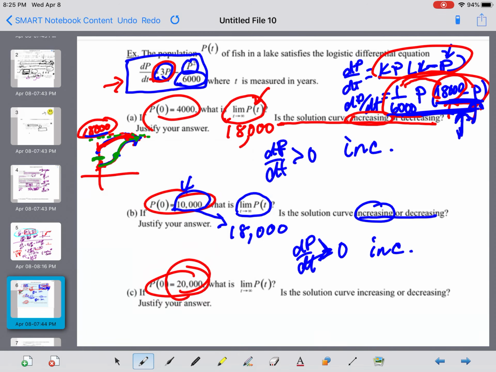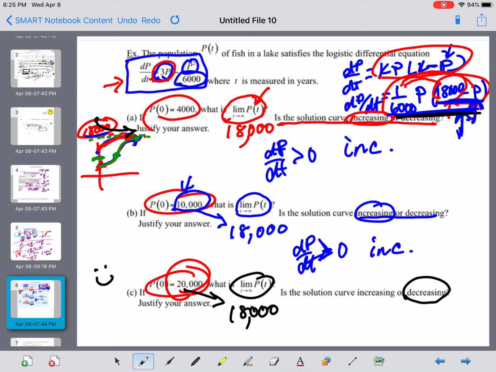Where's black? You're putting something up here, and so it'll grow like this. All right, so I don't care how many you put in, the limiting factor of this problem is still 18,000, which is awesome that we don't have to actually separate our variables and integrate. Now, is the solution curve increasing or decreasing? It's decreasing by common sense. They're going to die off.